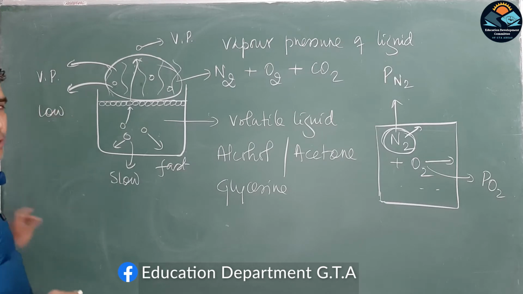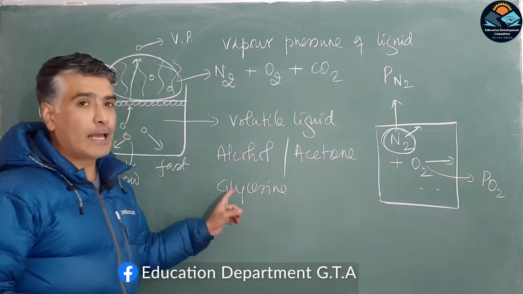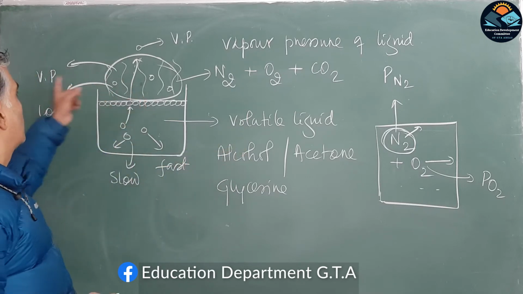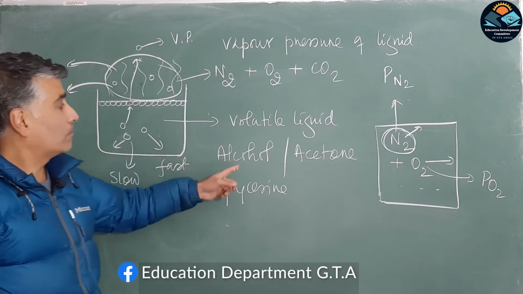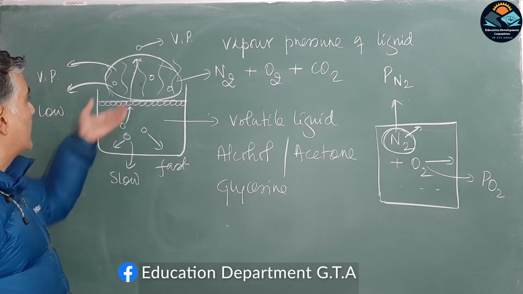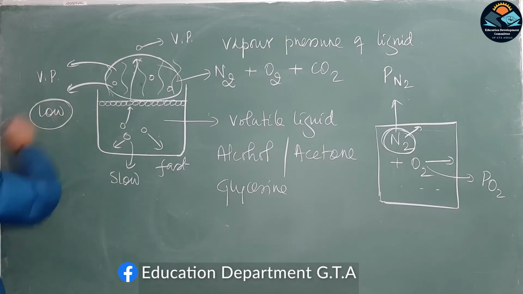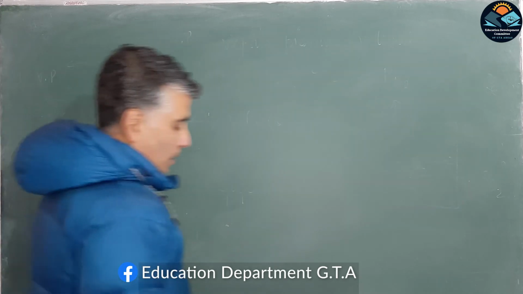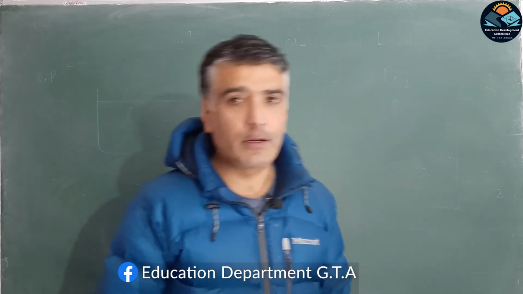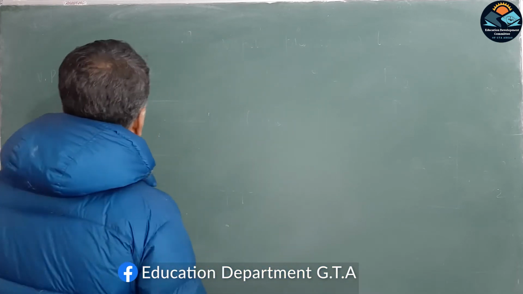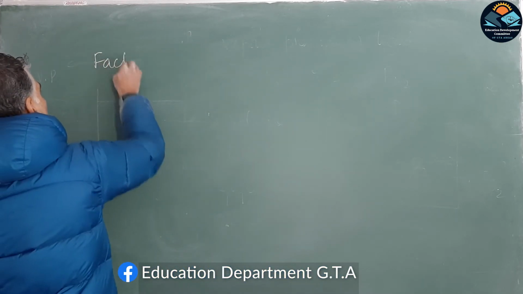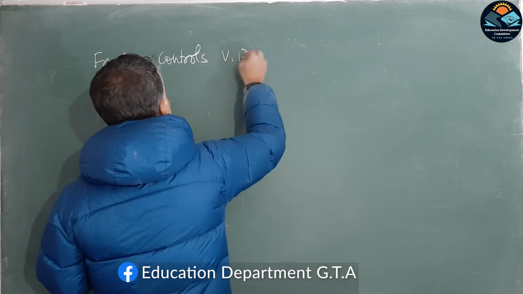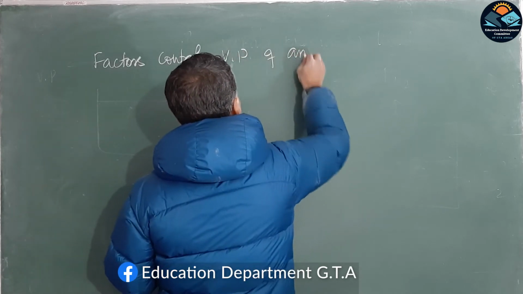So depending on the nature of the liquid, whether the liquid is more volatile or less volatile, it will have its vapor pressure. More volatile liquid tends to have more vapor and will exhibit more vapor pressure, and less volatile liquid tends to evaporate less and exhibits low vapor pressure. Okay, so now you understand what is vapor pressure of a liquid. After learning what is vapor pressure of any liquid, now we need to focus on the factors that control vapor pressure of any liquid.